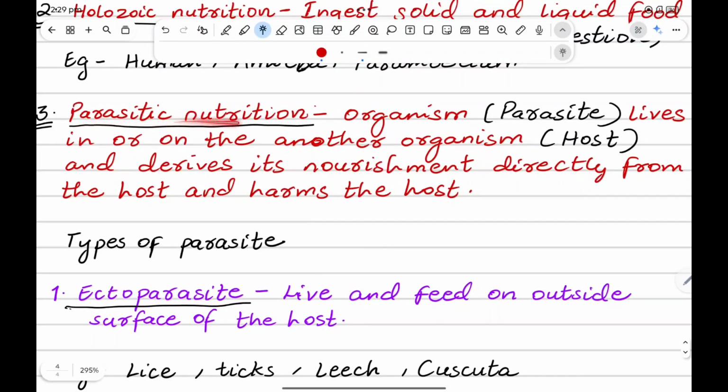Next we move on to parasitic nutrition. Here the organism, the parasite, lives in or on another organism, which is the host. In this case, the host has the nutrients inside its body, and the parasite directly takes the ready-made nutrients from the host, and in return they harm the host. Such nutrition is known as parasitic nutrition, where parasite and host are involved.